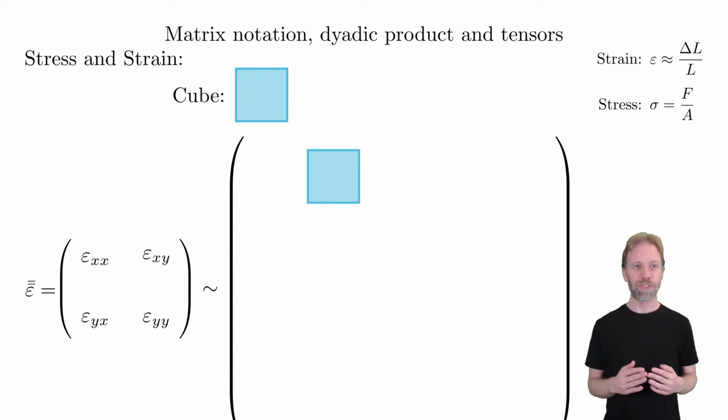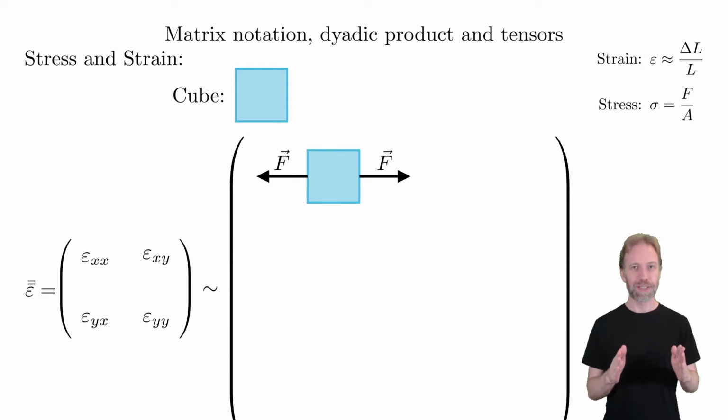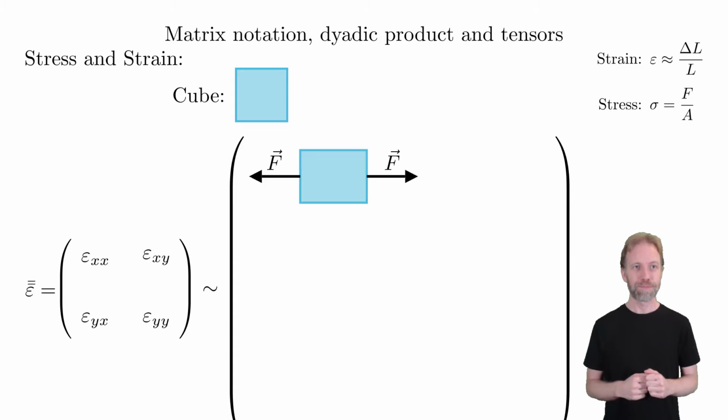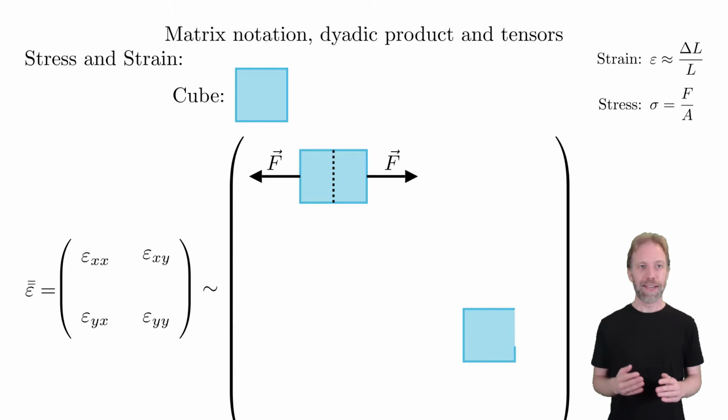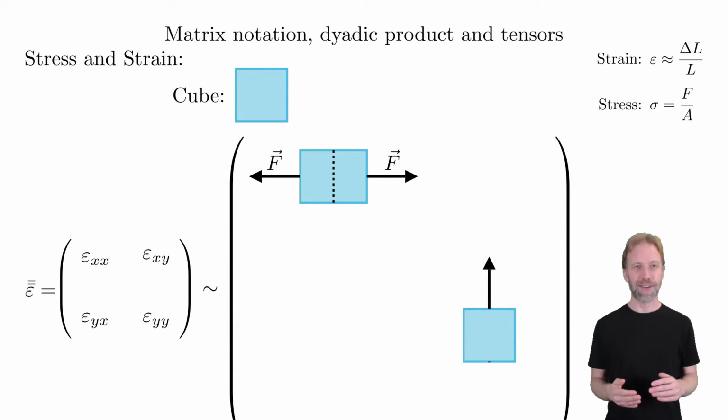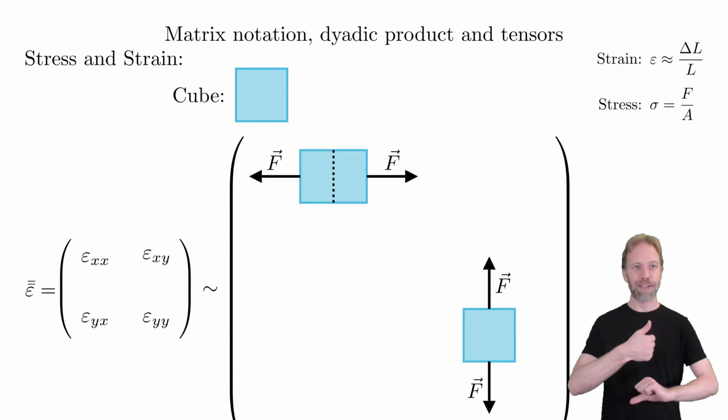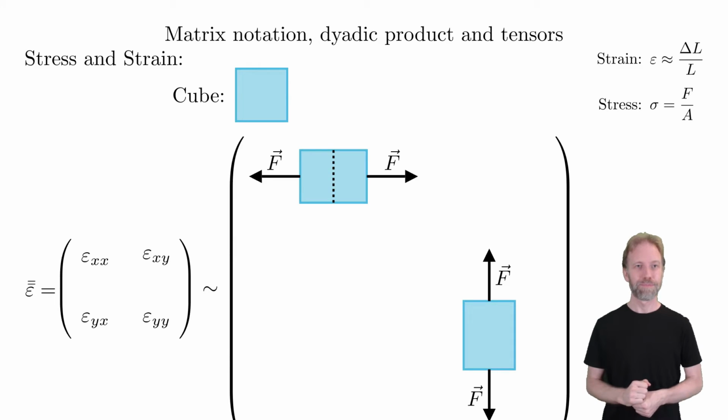The XX term will be when we pull on the cube with an offset of the force in the x direction, and the force is also in the x direction. This will give a similar deformation as we had for the beam. We can also add the cross-section as the dashed line. Next up is the other diagonal element, which is the YY term. Here we offset the force in the y direction, and also apply the force in the y direction. The cross-section now has changed direction as well to have its normal vector in the y direction.